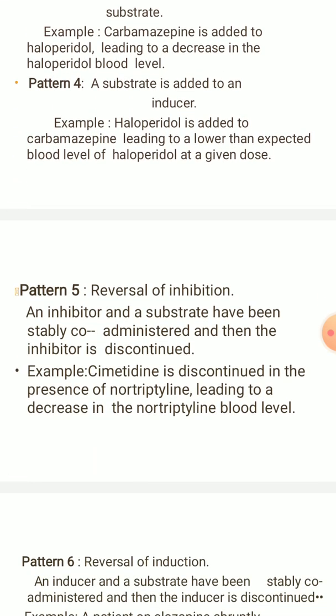Coming to pattern 5, what happens in the reversal of inhibition? An inhibitor and a substrate have been stably co-administered, and then the inhibitor is discontinued. For example, cimetidine is discontinued in the presence of nortriptyline, leading to a decrease in the nortriptyline blood level. Nortriptyline was acting as the substrate there, right? Cimetidine, the inhibitor, is discontinued in the presence of the substrate, leading to a decrease in the substrate concentration in the blood. That is what happens in the reversal of inhibition. This is pattern 5.